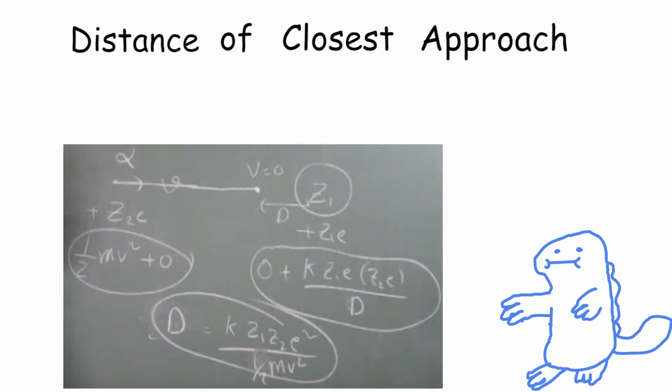And because energy is conserved, that means its potential energy is maximum. That point is given as the distance of closest approach, and using Coulomb's law we can figure it out. The impact parameter is so much harder.